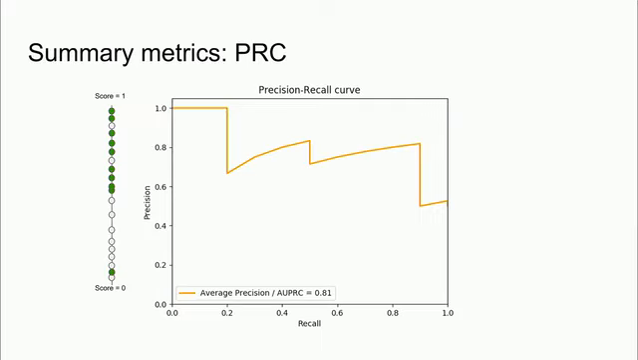And you can also compute an area under this curve, the AUPRC. And that gives you this average precision number, which is like if you picked a random threshold, what would your expected precision be?